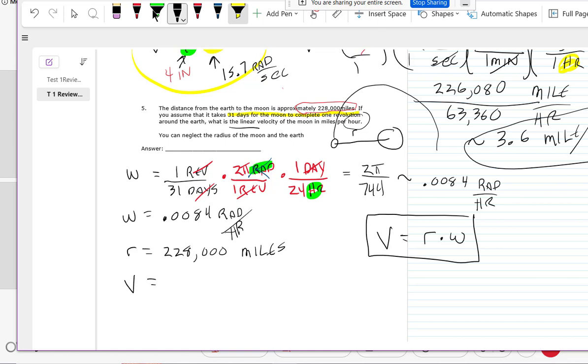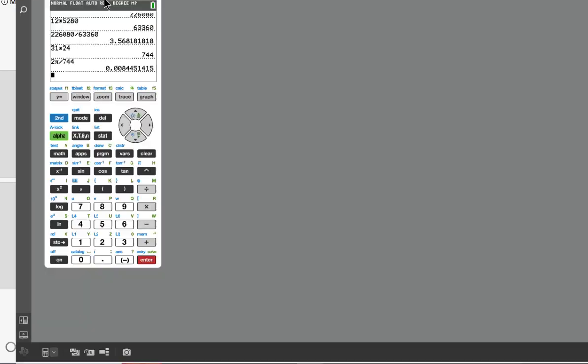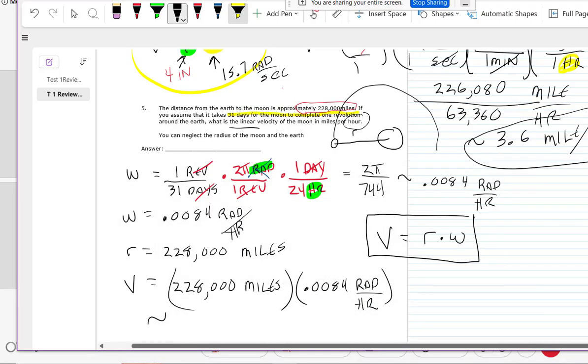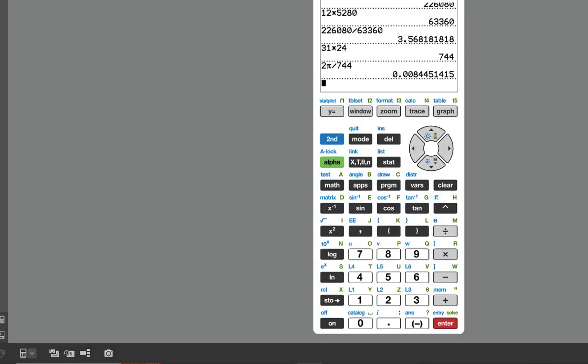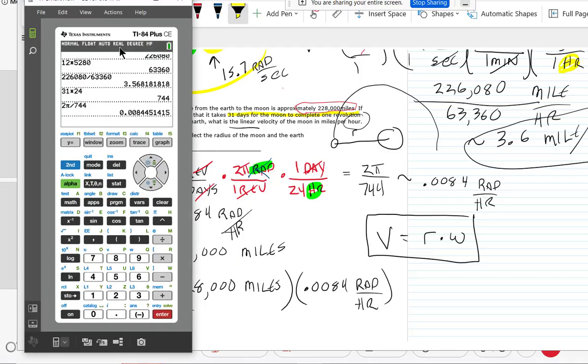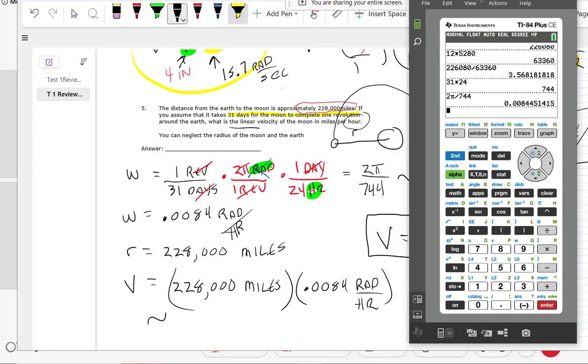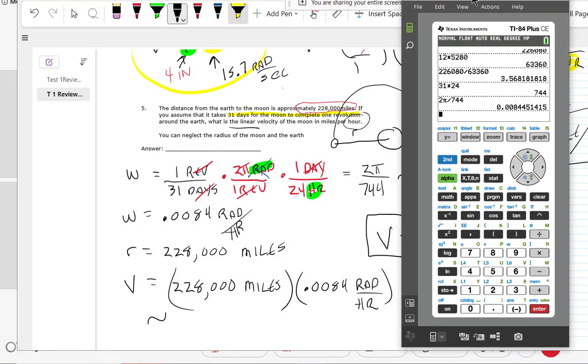So linear velocity would be the radius multiplied by the angular velocity, which is 0.0084 radians per hour. Just take that on your calculator, and that'll give you how fast the moon is going. What's kind of interesting about this is that we can figure out so many things mathematically, indirectly. You can figure out how fast the moon is traveling around the Earth mathematically. You don't have to measure it. Literally, you can do it mathematically.